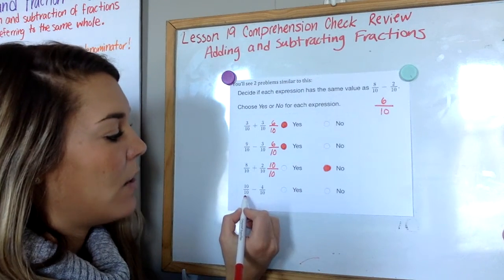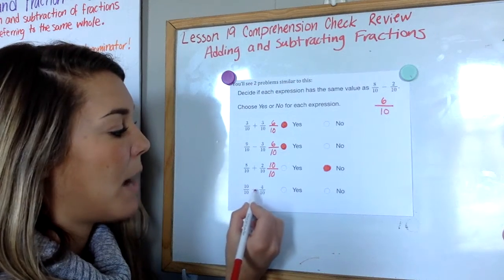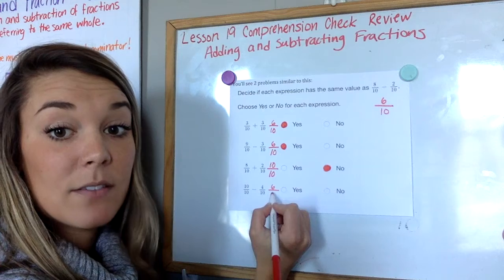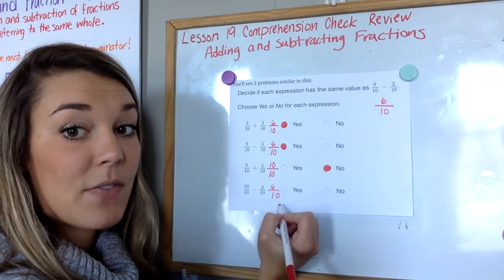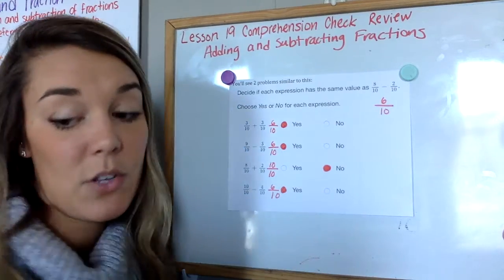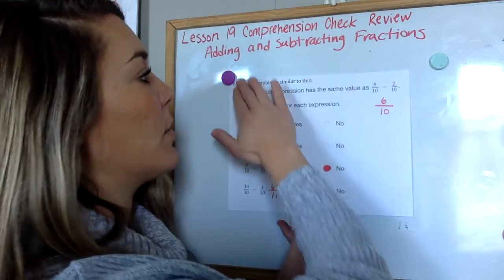Now we're subtracting again. 10/10 minus 4/10. So we have 10 minus 4. That gives me 6. My denominator is 10, right? 6/10. Is that the same as 6/10? Sure is, okay? So that's how you would approach that problem, or the two options that it's going to show you that are similar to that.